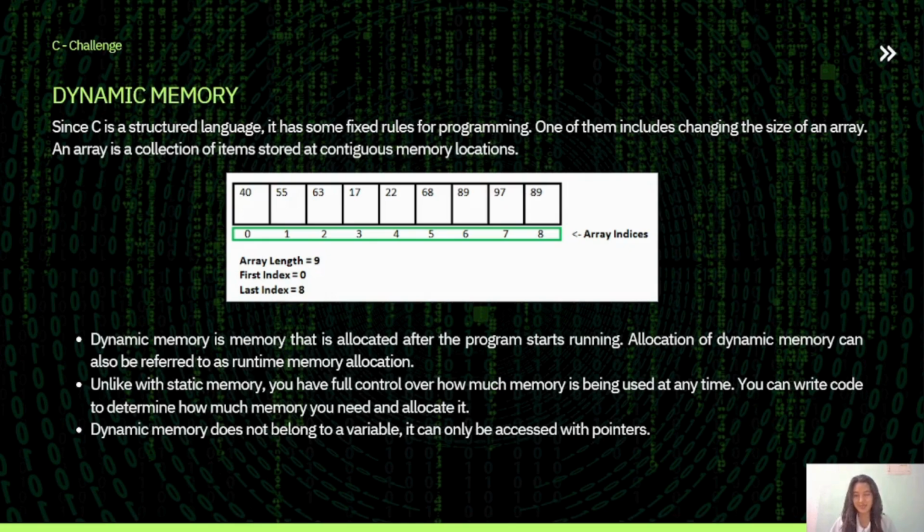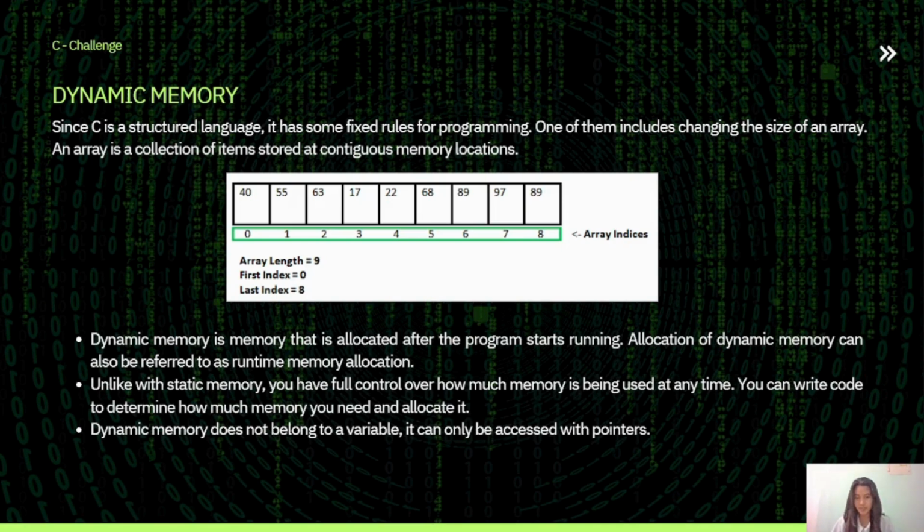Now let's talk about our main topic, dynamic memory. Since C is a structured language, it has some fixed rules for programming. One of them includes changing the size of an array. The image illustrates the fundamental structure of an array, a contiguous block of memory locations, each holding a specific value. This concept is directly applicable to memory allocation.